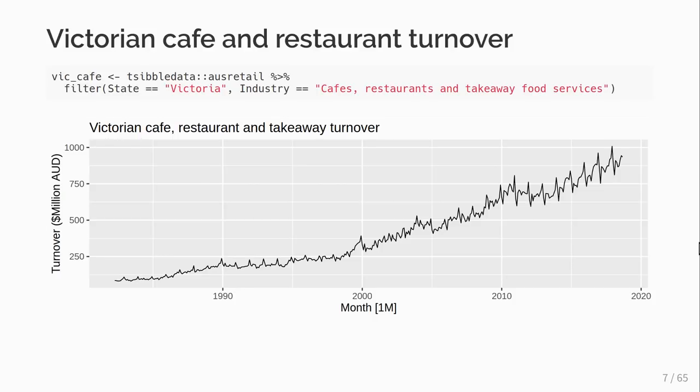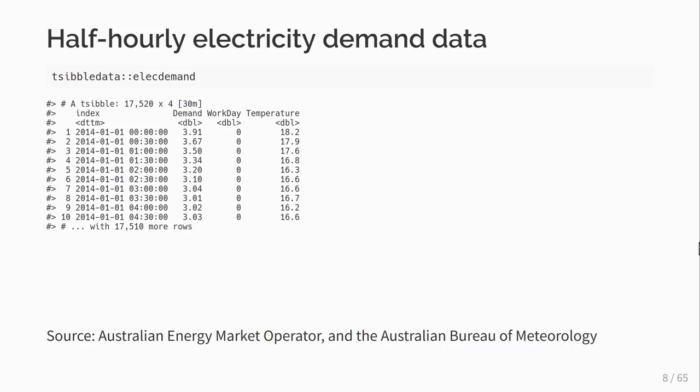You take your data, you pass it using the pipe through to a filter function, and then you can filter which parts of that data set you want, and that creates a tibble as well, but it's just that one series. So this is Victorian cafe restaurant and takeaway turnover. You can see that it's trended, it's seasonal, the seasonality is changing, the variation is increasing. An interesting series to try to forecast. And if you've done some time series before, you'll see that the seasonal pattern here is somewhat multiplicative, and we'll have to consider that when we make our models in future slides.